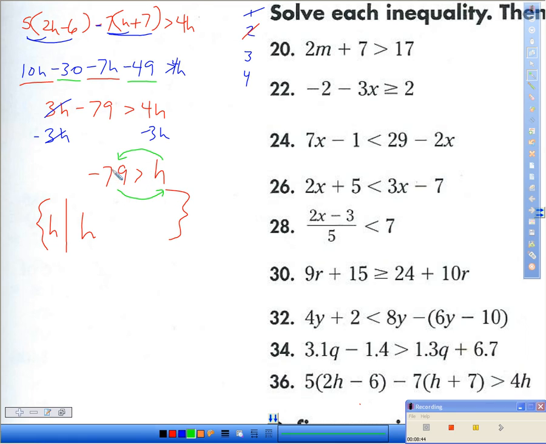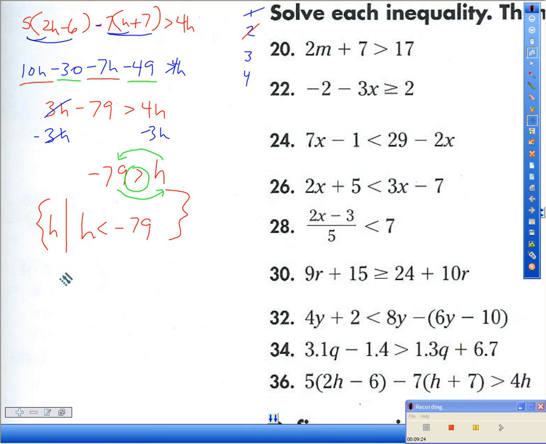And then since we're switching places with our number and our variable, we need to flip the sign in the middle. Also, again, that doesn't have anything to do with us dividing by a negative. It's just that we switched around our entire inequality. So instead of negative 79 is greater than h, we're going to have h is less than negative 79. If we choose to check that, we need to pick a number that is less than negative 79 and put it in place of h in our inequality, and it should make the left-hand side greater than the right-hand side.